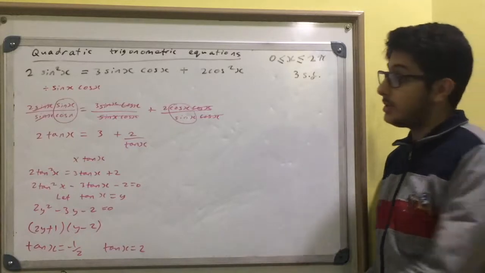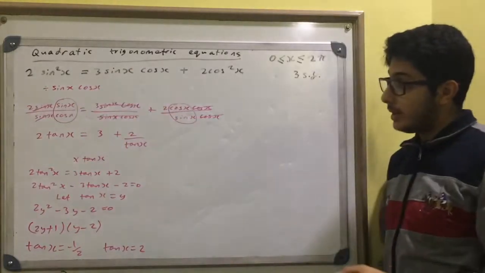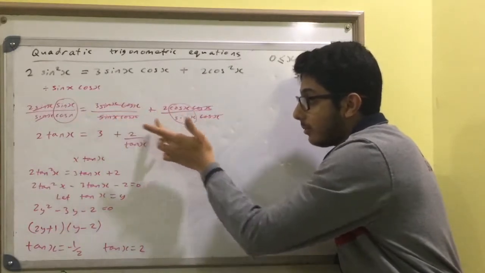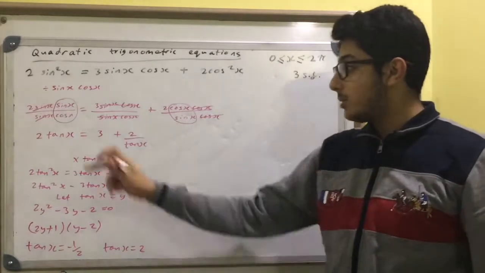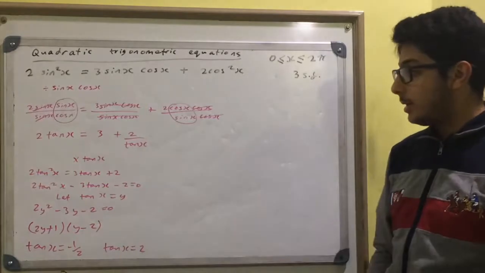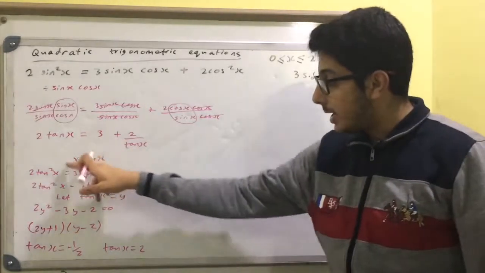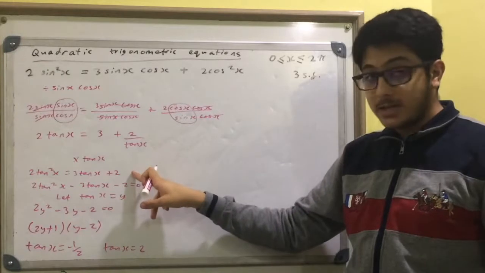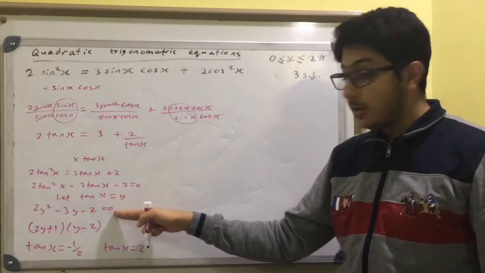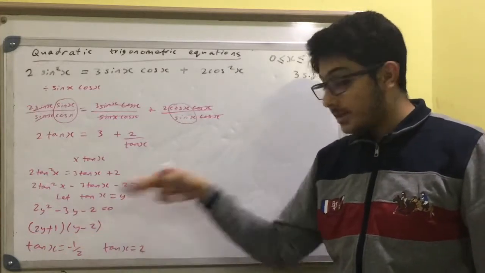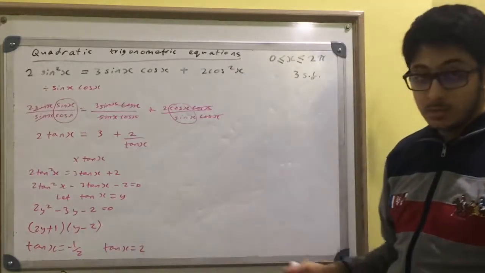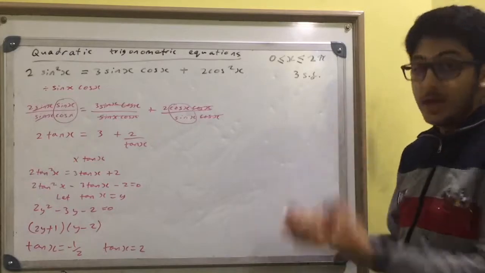So what I did is I just divided everything by sine x cosine x, so I write it out in full. I divide each number, everything, by sine x cosine x. So some of them cancel and some of them turn into tan x, or 1 over tan x. Then I multiplied everything by tan x, and that gave me a quadratic. Put everything to one side, I did tan x equal to y, and I solve for y. And I get y is negative a half, and y is 2, so tan x is negative a half, and tan x is 2. Now we solve for x.